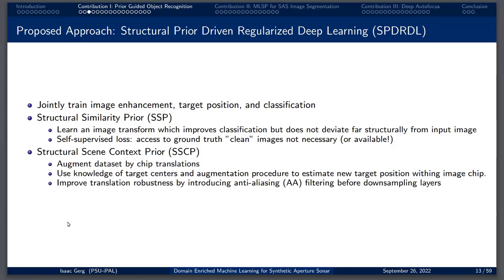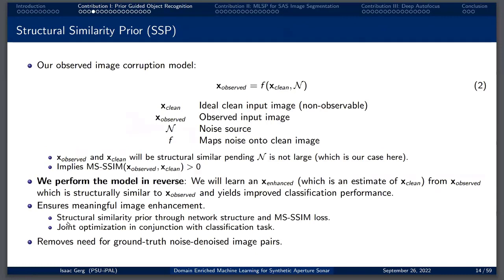The structural scene context prior, as I mentioned, we augment the data set by these chip translations. We can use knowledge of where the target is now centered in the chip, and we'll have the network not only estimate the image type, but also estimate the position of the target in the image as well. So looking mathematically, what's the structure of the structural similarity prior?